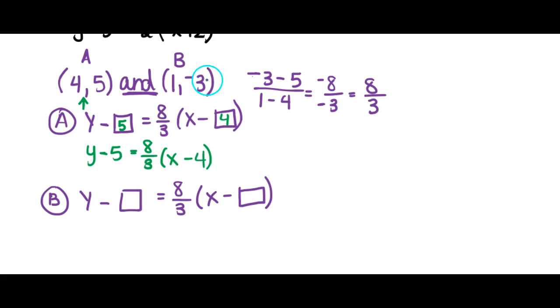And now we're going to go up to point B and say, okay, well, what's my x, what's my y? Well, in this one, my y is this -3, and the x is that 1. So I'm going to rewrite it. And remember, when it's minus a negative, it becomes a positive. So it's y plus 3 equals 8/3 times x minus 1. Ta-da, we're done. That is all they're asking you for.